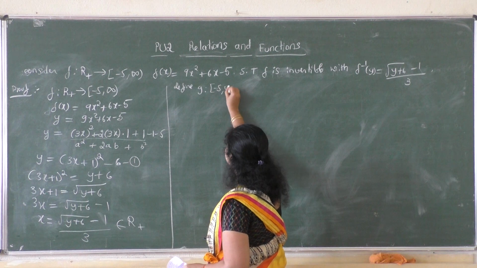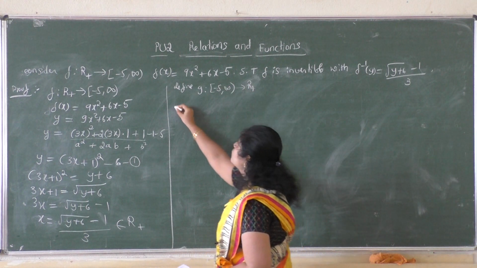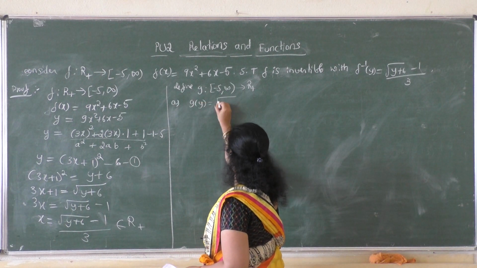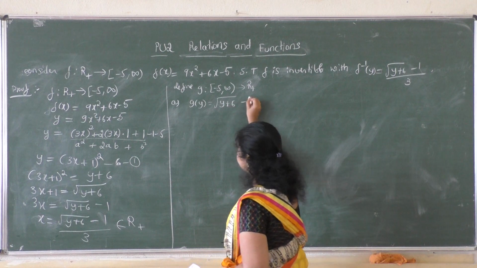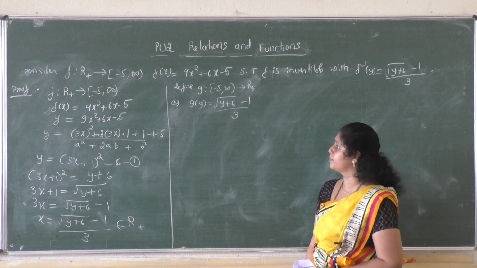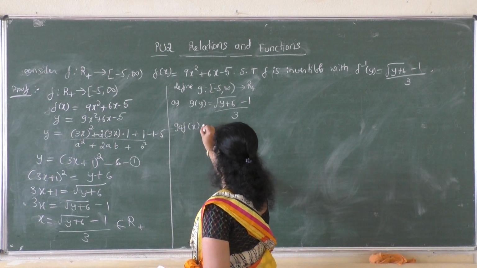G from the half open interval [-5, infinity) to R plus. So we define it as g of y. g of y is (root of y plus 6, minus 1), that whole divided by 3, that is g of y. Now prove g of f is identity, f of g is identity.